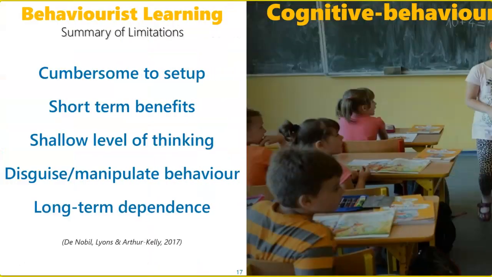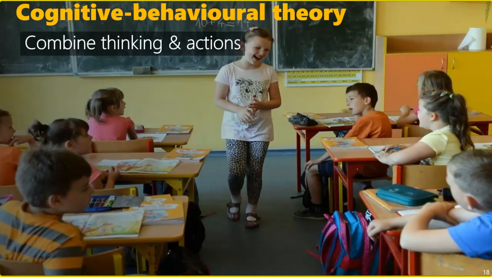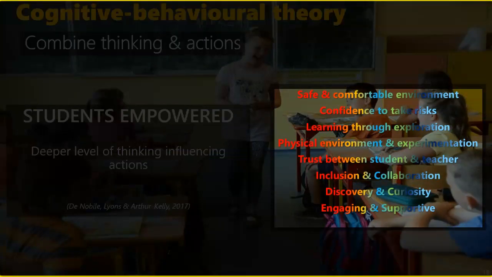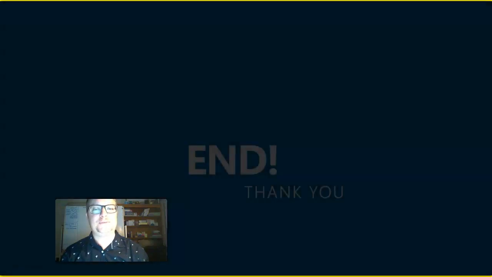I want to finish with my preferred perspective from DeNoble, Lyons, and Arthur Kelly, who combine thinking and action through cognitive behavioural theory. Students are empowered to solve problems using environmental features like antecedent control and reinforcement, and mental strategies such as self-talk or thinking through alternative actions. My values are better affiliated with this approach, and a deeper level of thinking and abstract thought are possible.